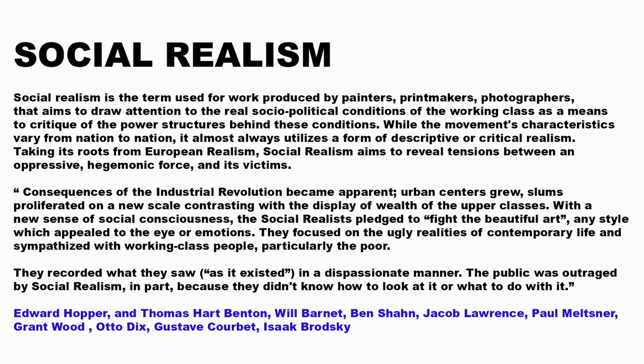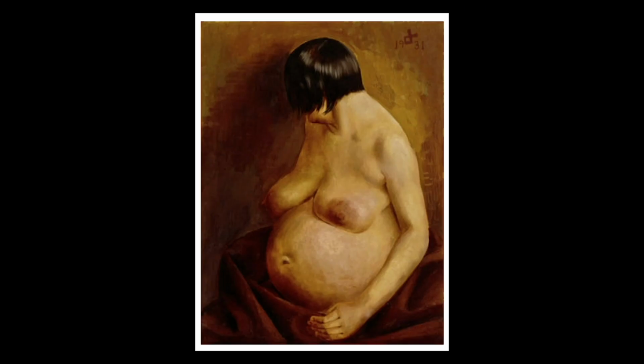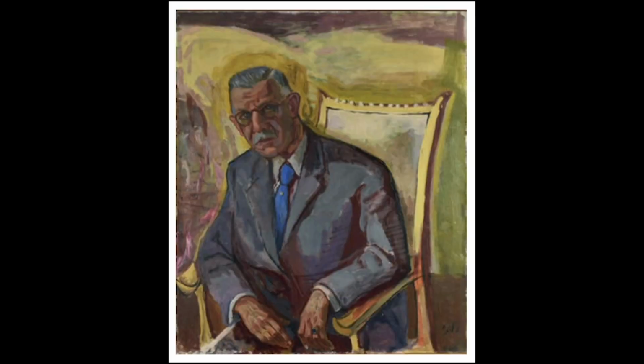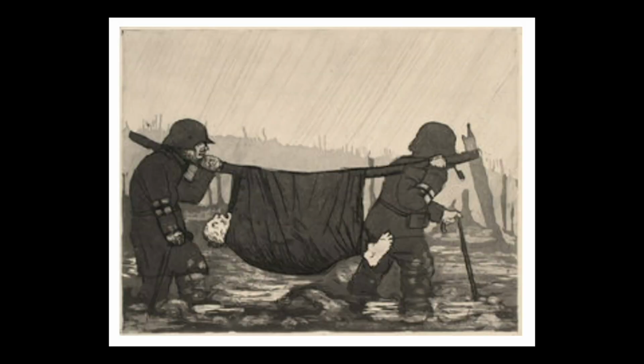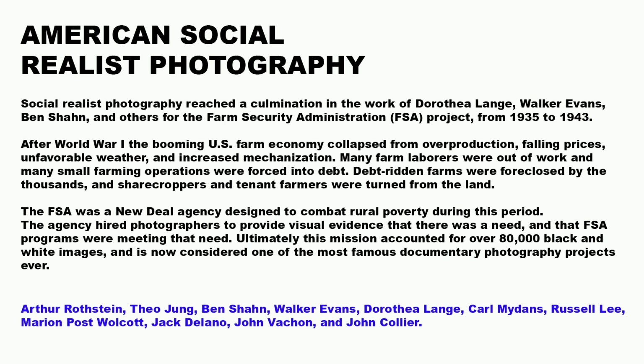The public was outraged by social realism in part because they didn't know how to look at it or what to do with it. See the Grant Wood famous painting, some other social realist painters from America, and some prints, mostly woodcut prints. Now we can talk about the photography in the social realism movement.